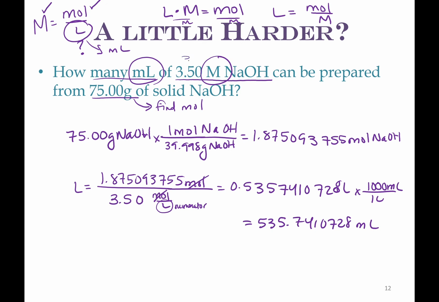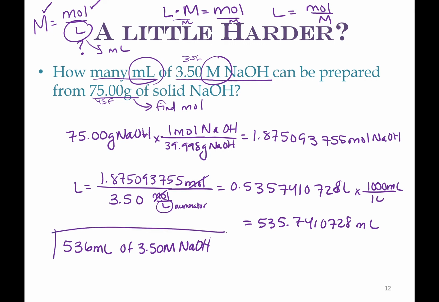How many milliliters of 3.50? So we need 3 sig figs here, 4 sig figs here, so 3 in our answer. 536 milliliters. Now you have to ask yourself for the label, does it matter what the molarity is? Yeah, because if I were to use 4 molar or 8 molar, I wouldn't need 536 milliliters. I would need a different amount. So 536 milliliters of 3.50 molar sodium hydroxide. So the molarity does matter. You need to have that concentration written in there because it would change the answer if it was different.